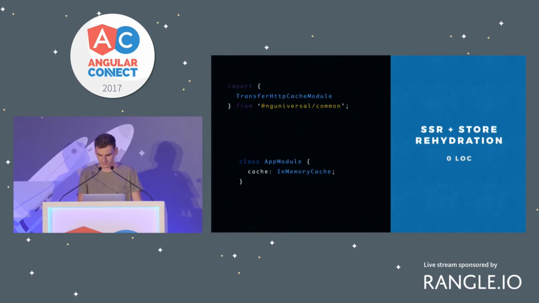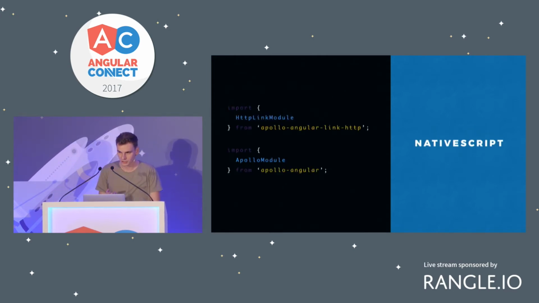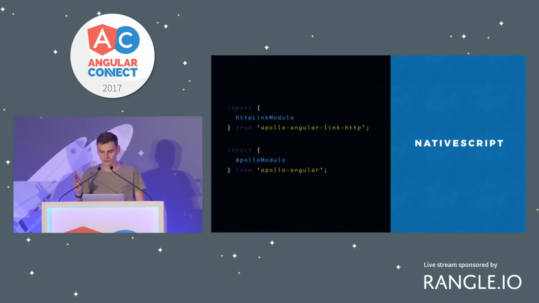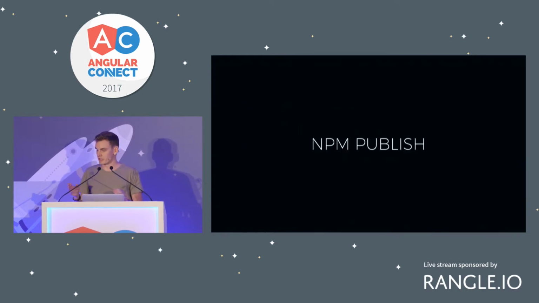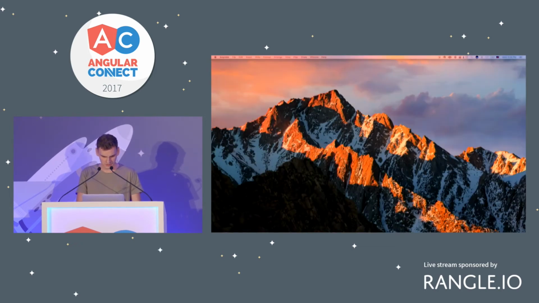So that's cool. And about NativeScript, it's so simple. You can just include two modules, one for the HTTP link, and the second, which is Apollo itself. Yeah, and it's in beta, but let's change it. So let's just, yeah, it will be cool.